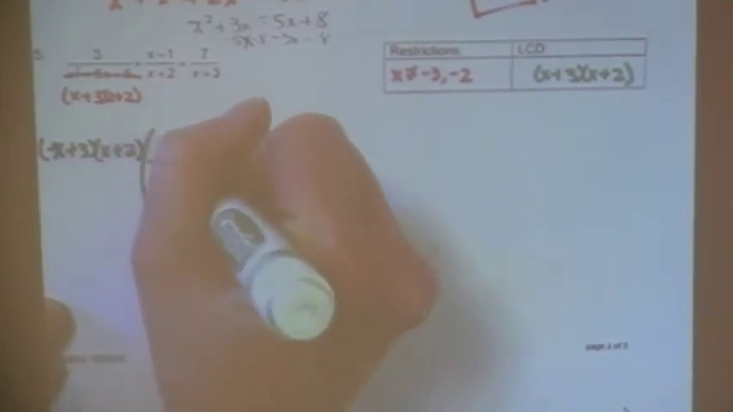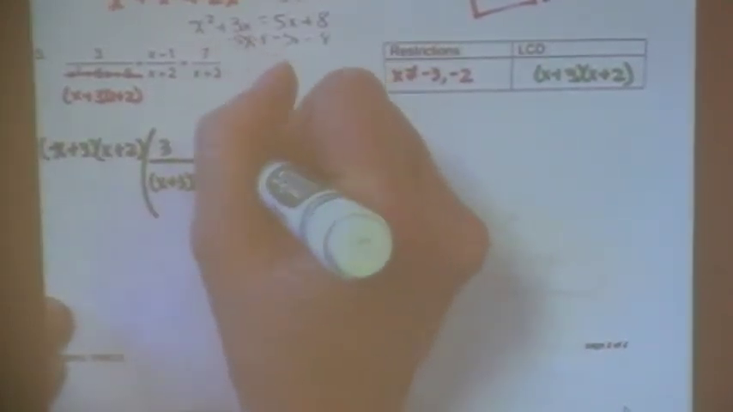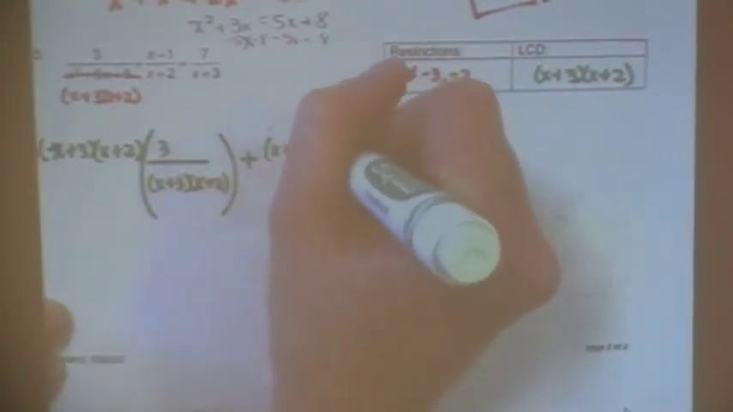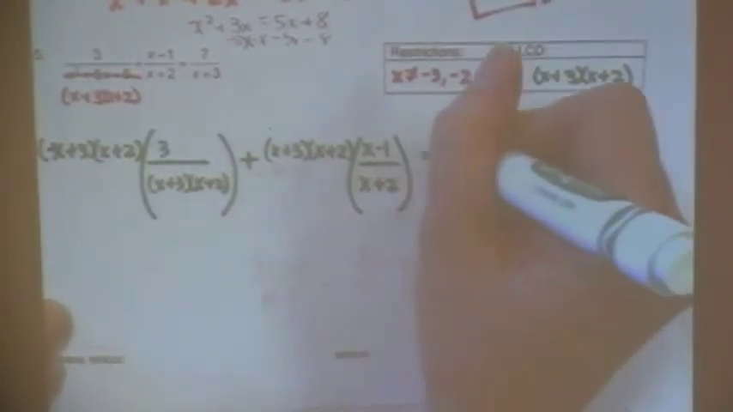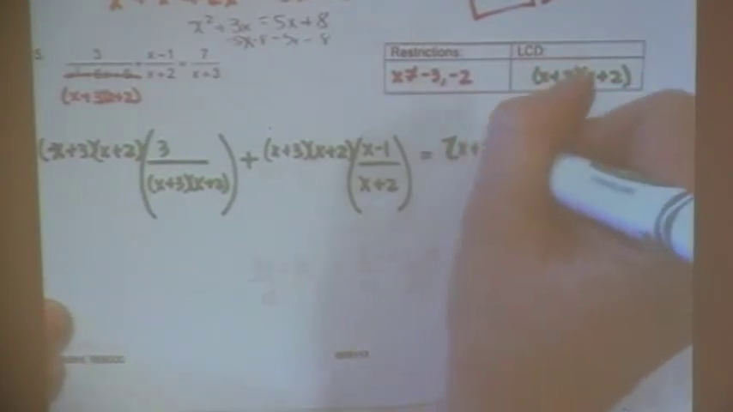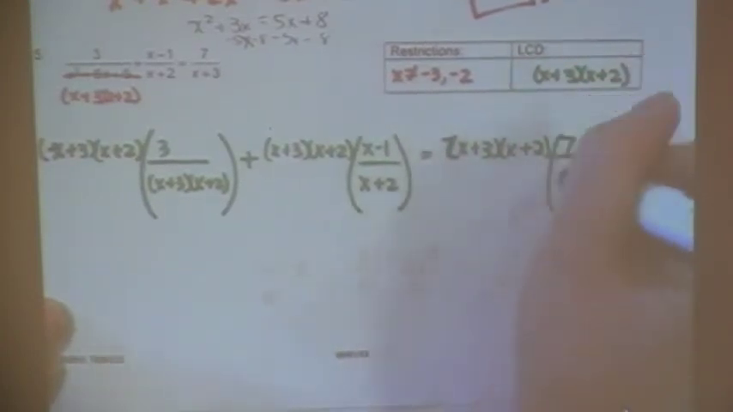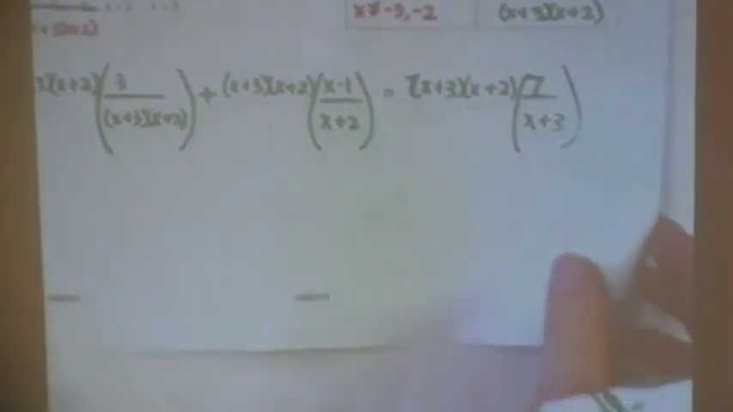So now I'm going to, three times, because I have three terms, I have to use my LCD. So x plus 3, x plus 2. Okay, so now on the very first fraction, thankfully, all this cancels. Your x plus 3 cancels, so it's your x plus 2, leaves you just a 3.